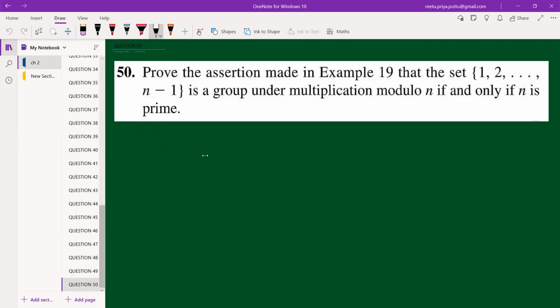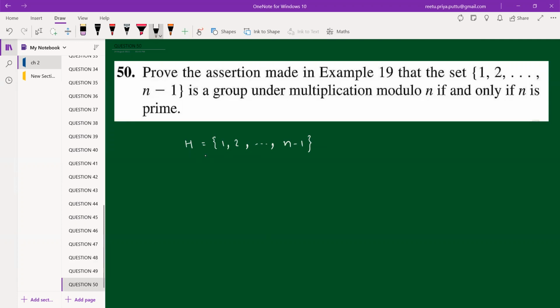So last but not the least, we have the 50th question. We have to prove the assertion that was given: suppose we have this set, and I name this set as H, {1, 2, up to n minus 1}. This is a group under multiplication modulo n if and only if n is prime.